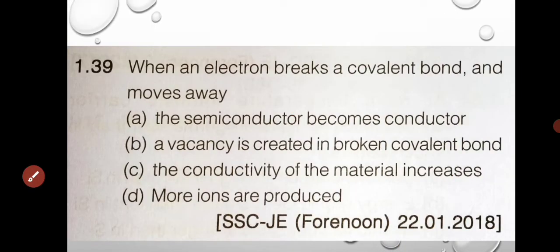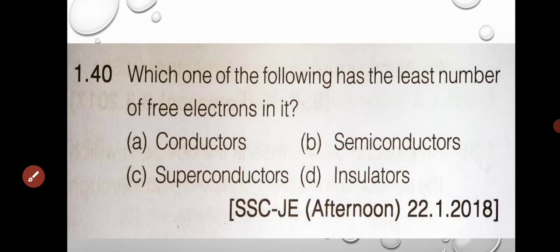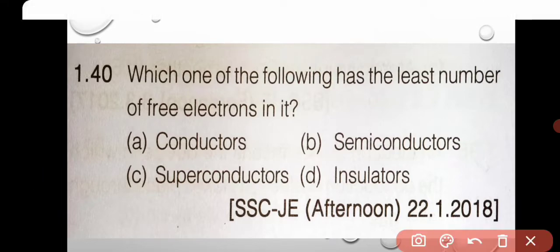Now the next question, that is number 39. When an electron breaks a covalent bond and moves away, option A, the semiconductor becomes a conductor. Option B, a vacancy is created in the broken covalent bond. Option B is the correct answer. Now the next question: which of the following has the least number of free electrons in it? Its correct answer will be option D, that is insulator.